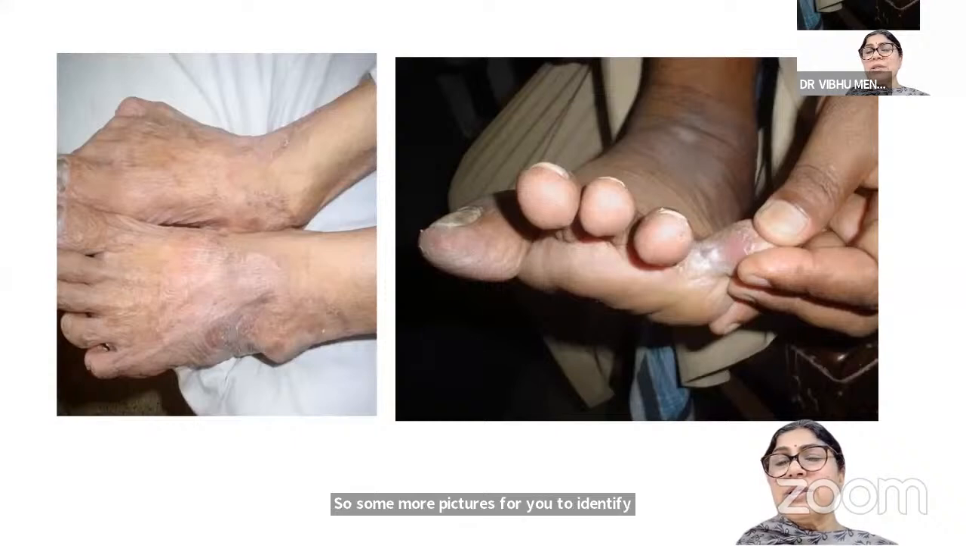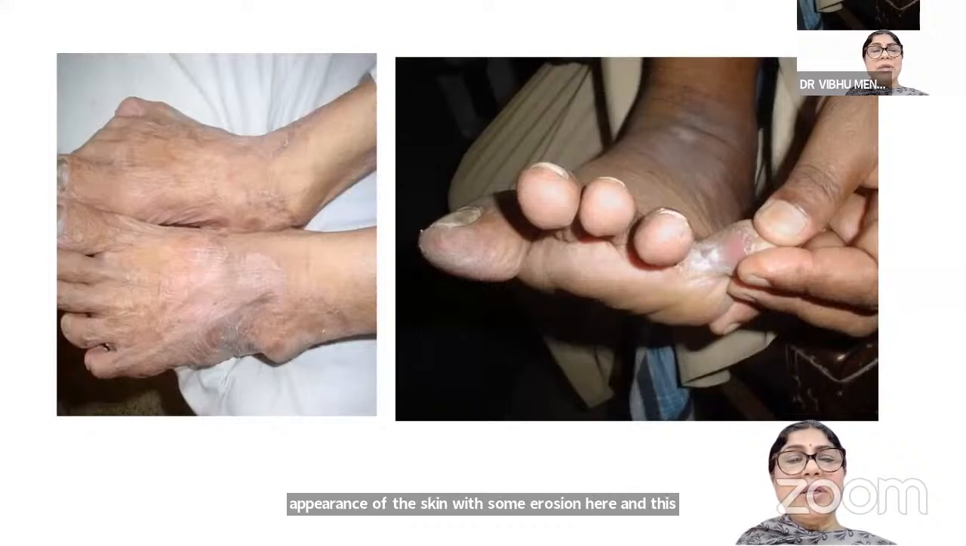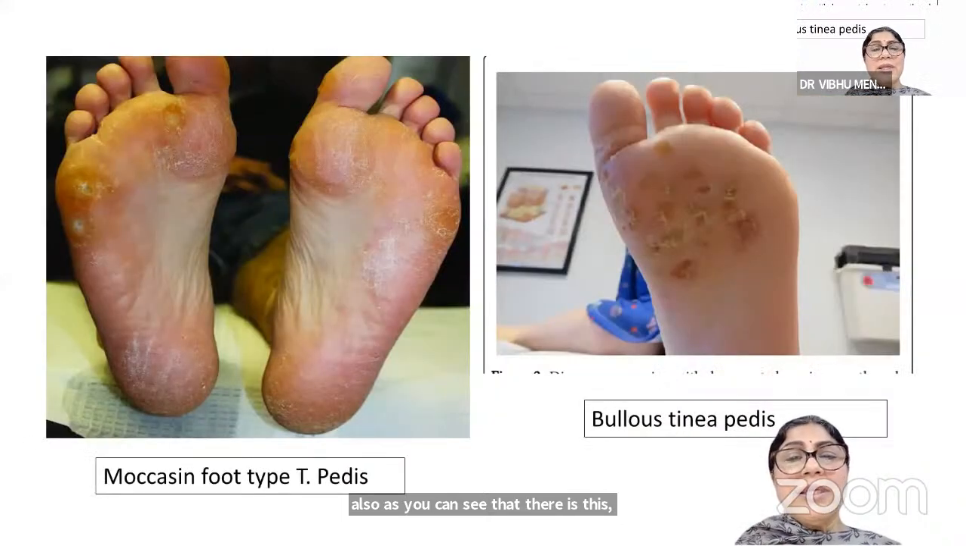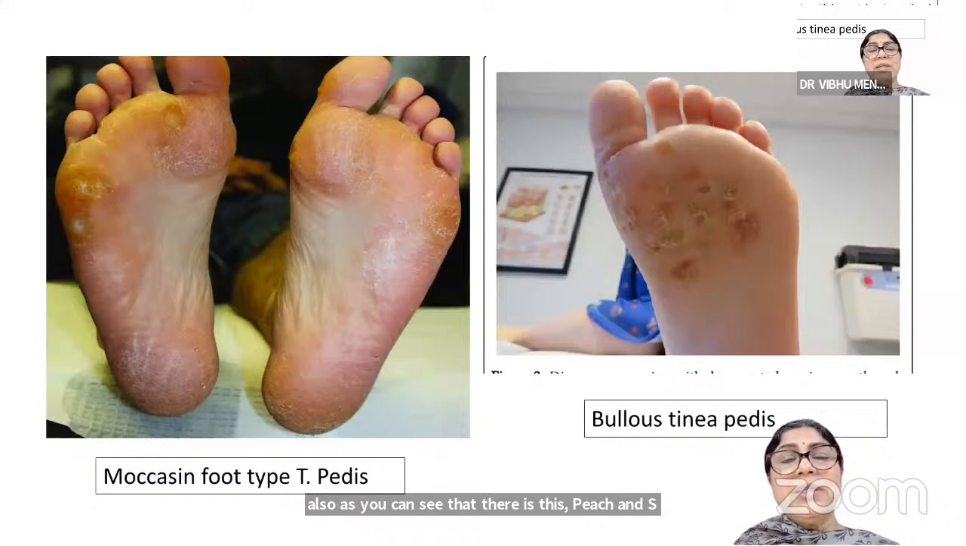There is this grayish, macerated, sodden appearance of the skin with some erosion here, and this infection is now involving the dorsum of the feet also. As you can see, there is the serpiginous border of the plaque, which is occurring on the dorsum. Now, this is another type of tinea pedis. These are the morphological manifestations.